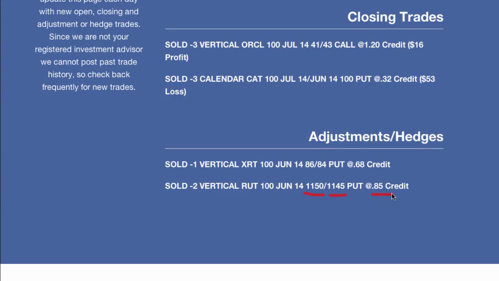85-cent credit. So what we want to do tomorrow is continue to work at buying back that other side of the trade for a debit less than 85 cents, so that our net income on the roll is a credit, that we didn't pay to roll this option up.